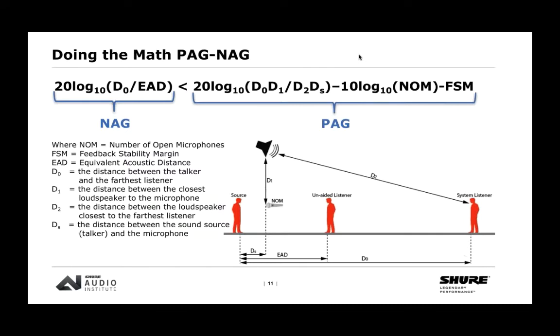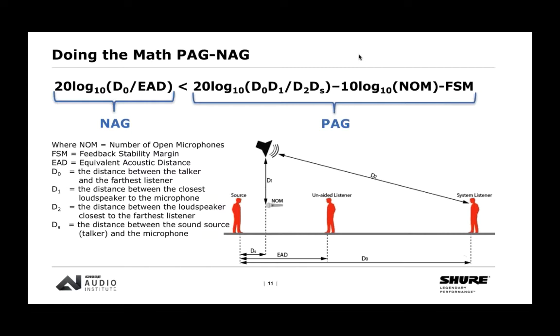So if you have 1, 2, or 3 microphones open as part of the system, you're going to want to have that value or the maximum of that value. The feedback stability margin is essentially your headroom. And for the most part in voice lift, we're looking for at least a 6 dB feedback stability margin for safety's sake. The equivalent acoustic distance is the distance between the source or the talker and an unaided listener, so that speech is still heard unamplified at a reasonable level, and you're going to need to know what that distance is at that particular level.